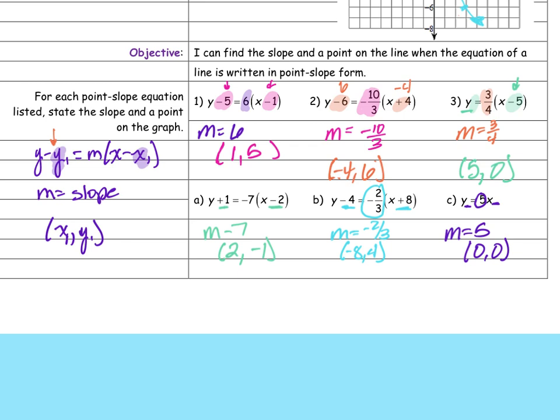Okay. Sorry, I have to start doing these polls, so we're doing another one. It only takes a second or two, so please go ahead and answer this one now. This is just, can I find the slope and a point on a line when the equation of a line is written in point slope form? So can you do what we just got done? How well do you understand what we just got done doing?